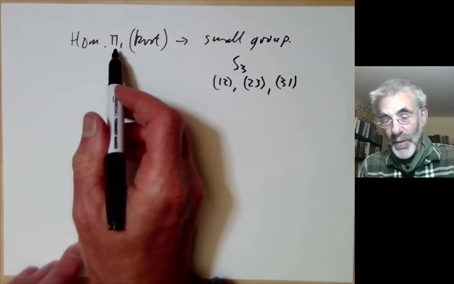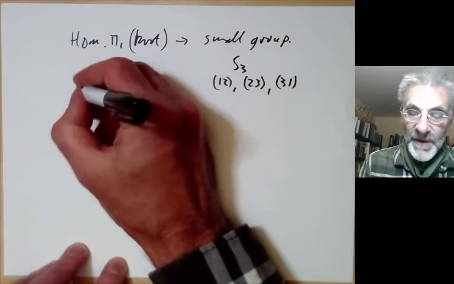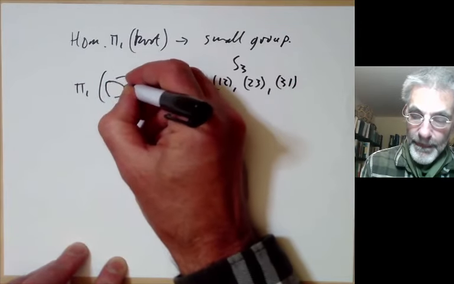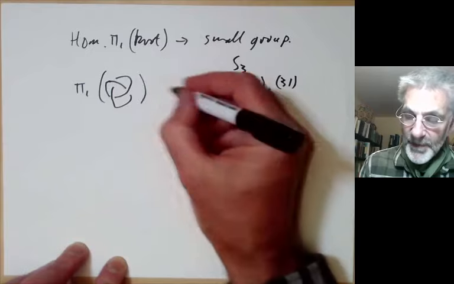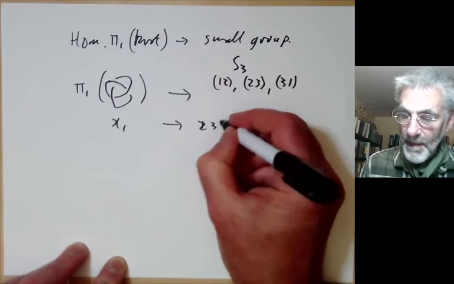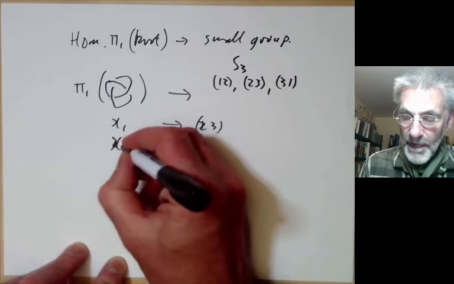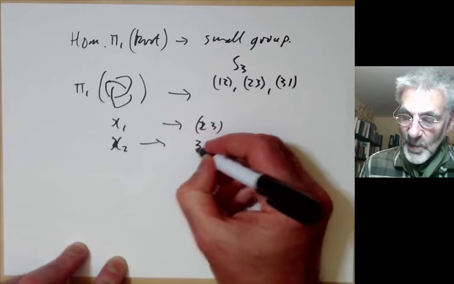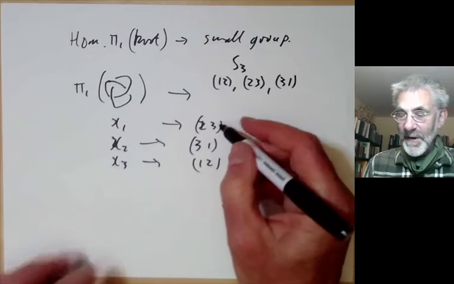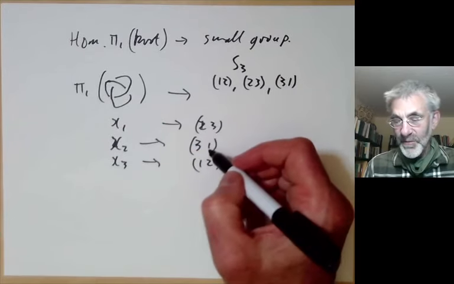And now I can take a homomorphism from pi1 of the trefoil to this group by taking x1 to (2 3), x2 to (3 1), and x3 to (1 2). You remember these are just the permutations that swap 2 points.